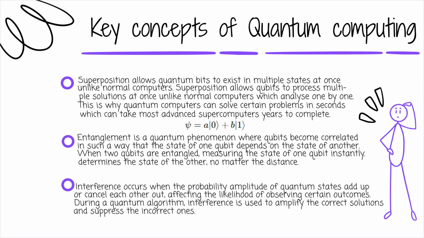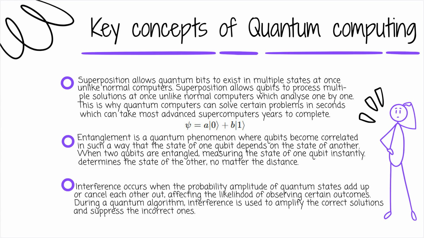Interference occurs when probability amplitudes of quantum states add up, which is constructive interference, or cancel each other, which is destructive interference, affecting the likelihood of observing certain outcomes. So what does this mean? They have these things called probability amplitudes, which can be positive or negative, even complex numbers. Just making it clear because it's going to be really important.